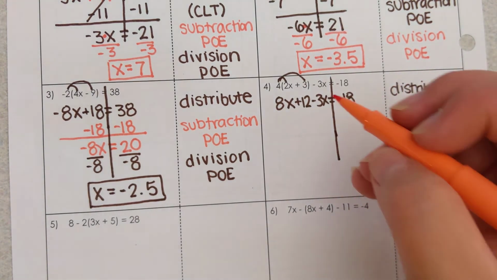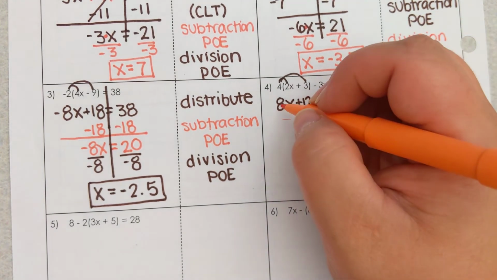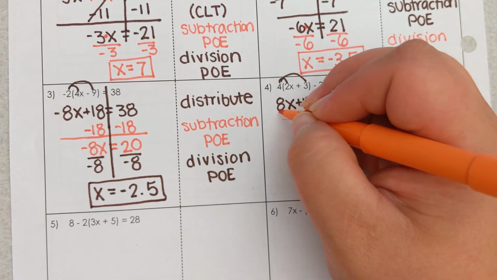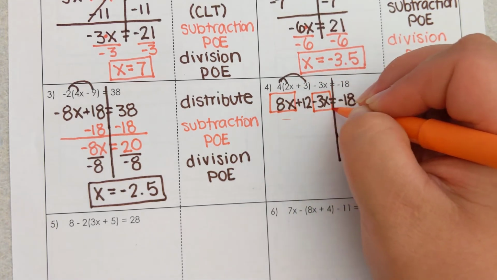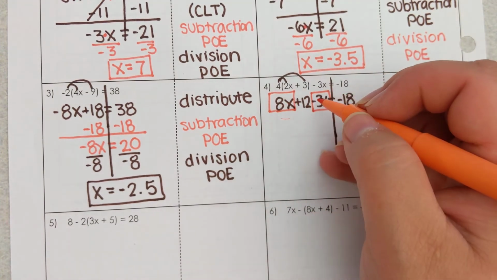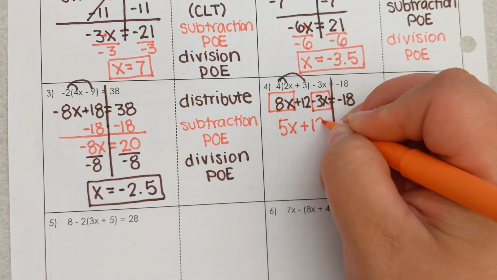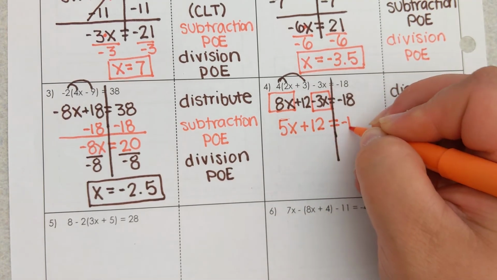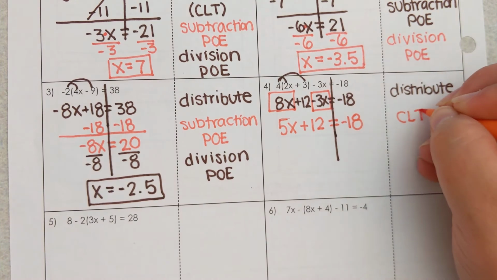Okay, then I'm going to look over here. This side looks kind of long right now, so there's probably something that I can add together. And there is 8x and negative 3x. And remember, we're not changing the signs, we're just doing 8 plus negative 3, which is 5. You do not have to change the sign if they're already on the same side of the equation. And then I combined like terms.